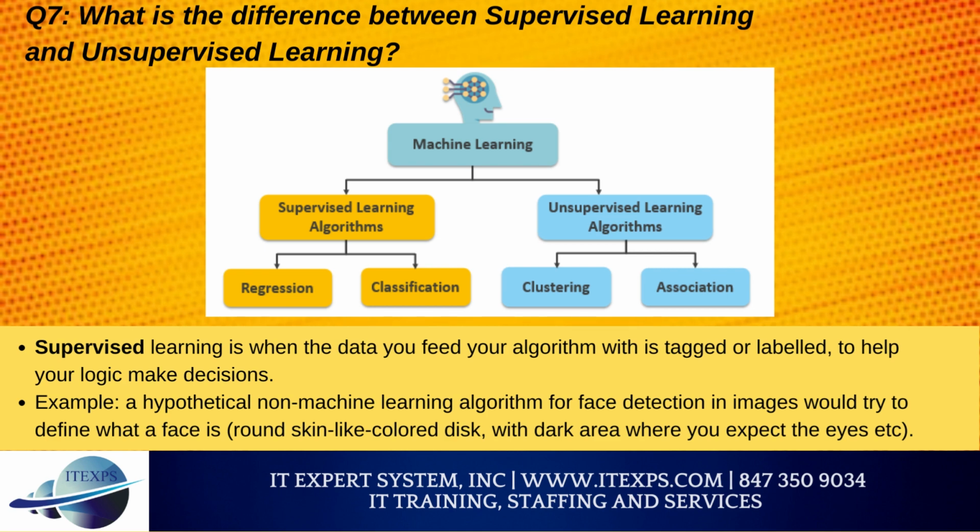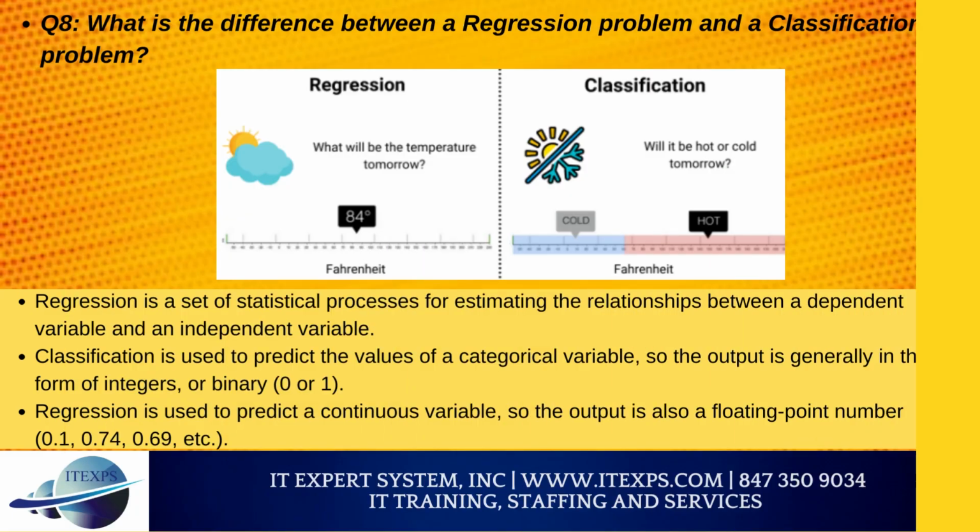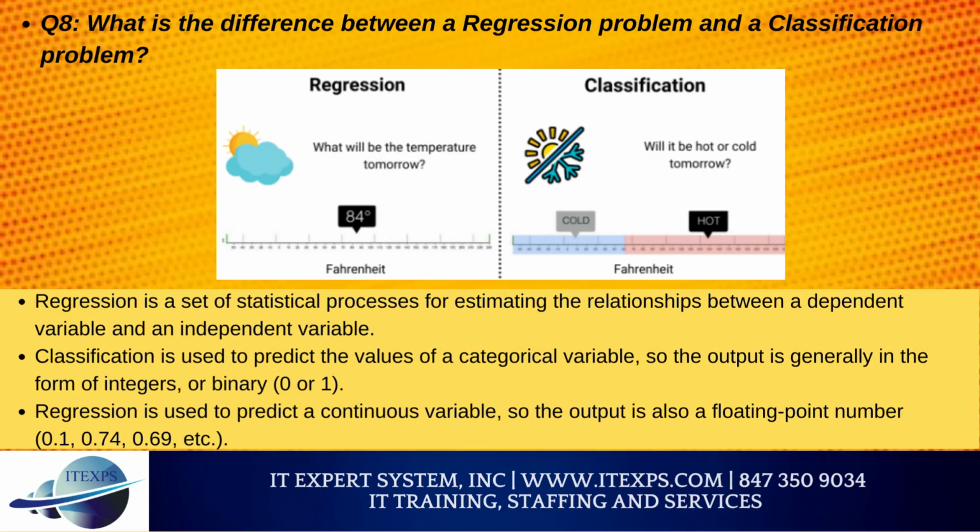What is the difference between a regression problem and a classification problem? Classification is the problem of identifying which set of categories an observation belongs to. Regression is a set of statistical processes for estimating the relationships between a dependent variable and an independent variable. Classification is used to predict the values of a categorical variable, so the output is generally in the form of integers, or binary 0 or 1. Regression is used to predict a continuous variable, so the output is also a floating point number: 0.1, 0.74, 0.69.